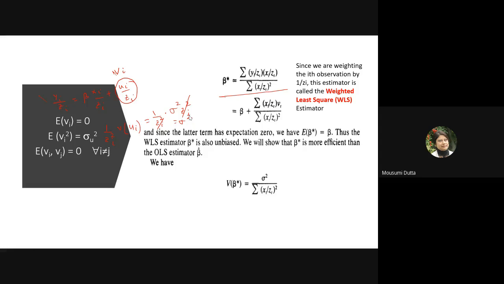Is it okay? Ma'am, could you explain how we get expectation of vi equal to 0? Because we have expectation of ui equal to 0, but when we operate expectation, how do we get that? Vi is equal to ui by zi. Zi you know as a multiplicative constant. So all Zi values are known to you.